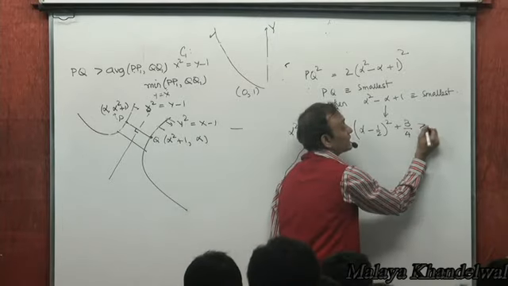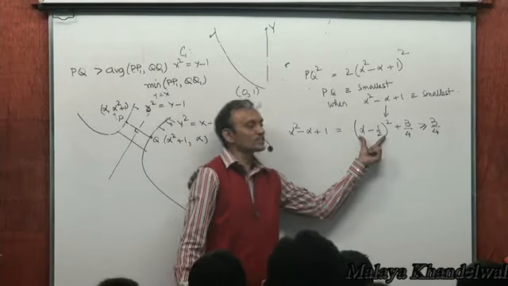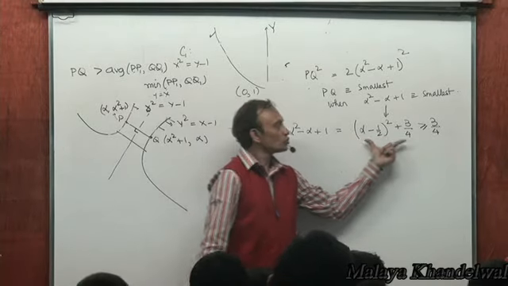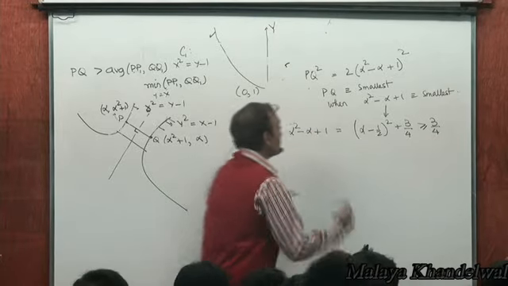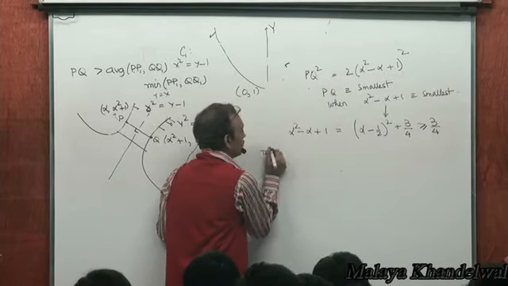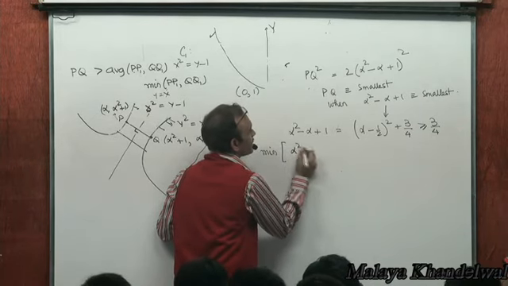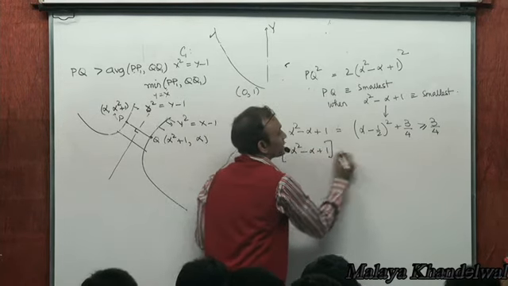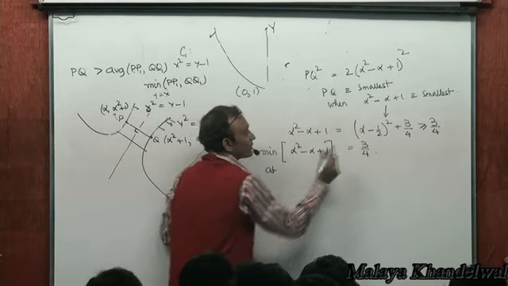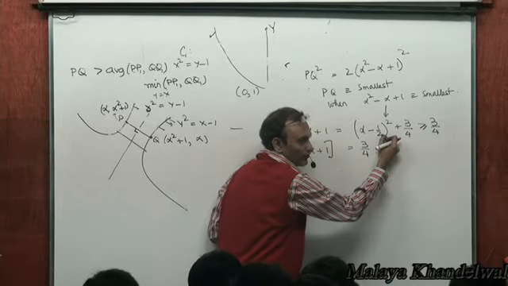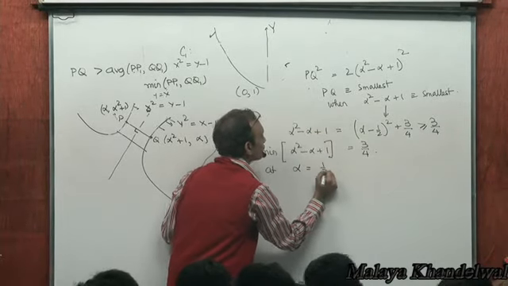Which is always greater than or equal to 3 by 4? Because this is always greater than or equal to 0. So this will always be greater than or equal to 3 by 4, yes or no? Yes, sir. That means the minimum value of alpha squared minus alpha plus 1 is 3 by 4. And this happens at alpha equal to half.